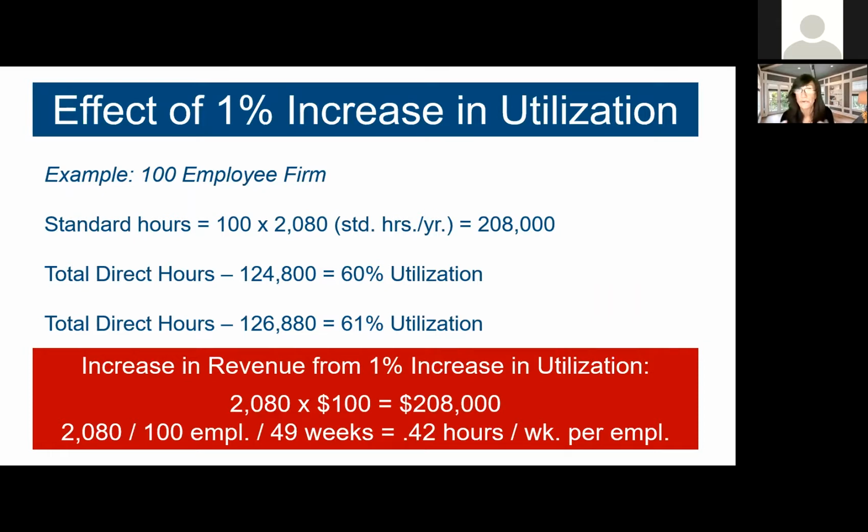It could be 2 or 3 or 4%. Just think about that. A 5% increase is $1 million if you're a 100-person firm. And that is really a lot of money for a 100-person firm.